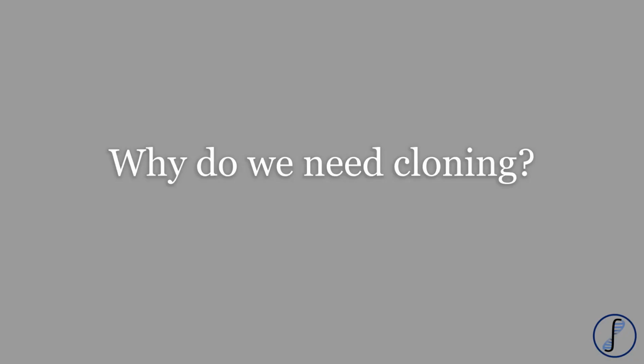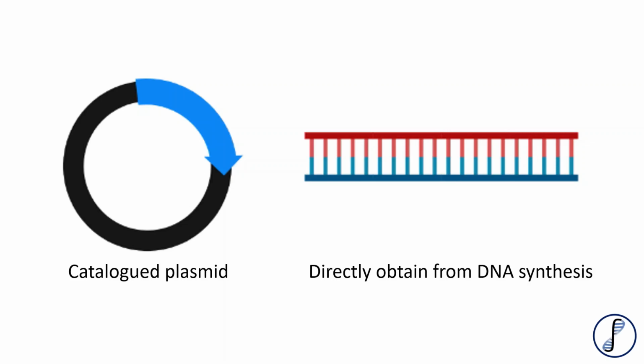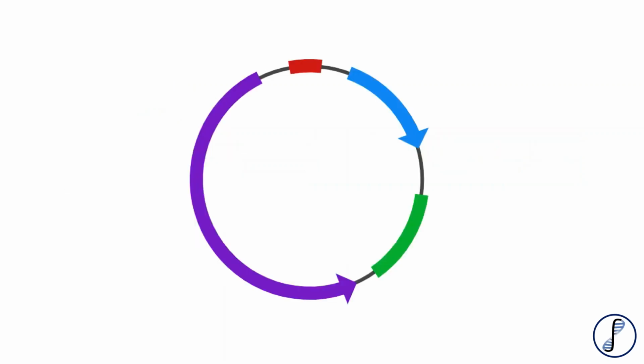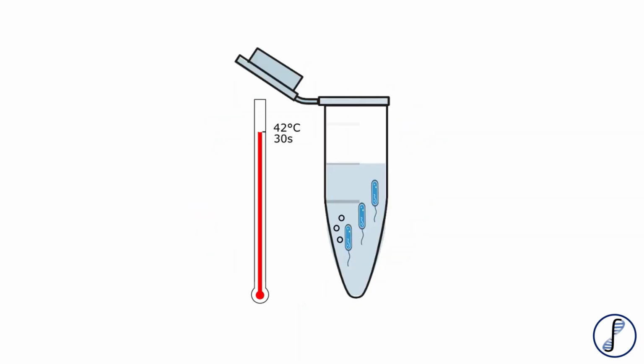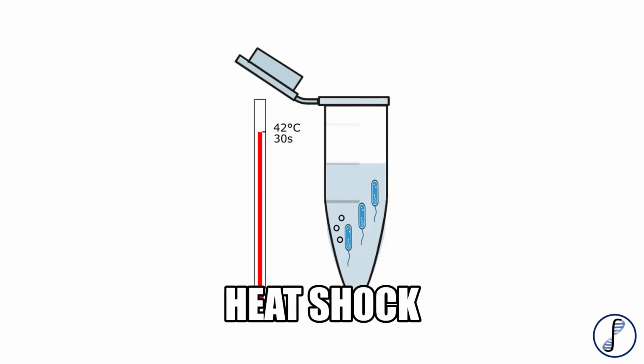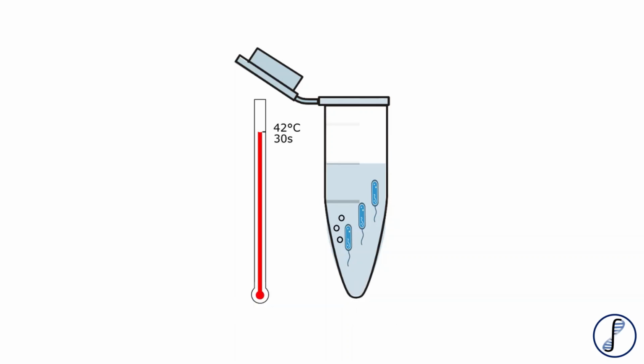Why do we need cloning? When designing genetic circuits, we usually obtain the gene of interest through DNA synthesis or catalog plasmids from companies. A plasmid is a small circular DNA. In cloning, we put these desired DNA pieces together into a designated plasmid. We then perform heat shock. The bacteria can take the plasmid up and we can test the circuit in bacteria.